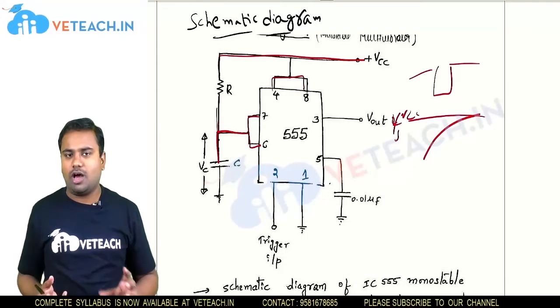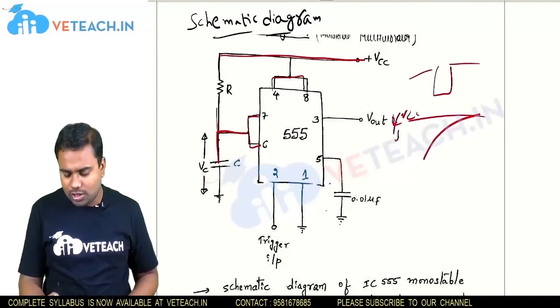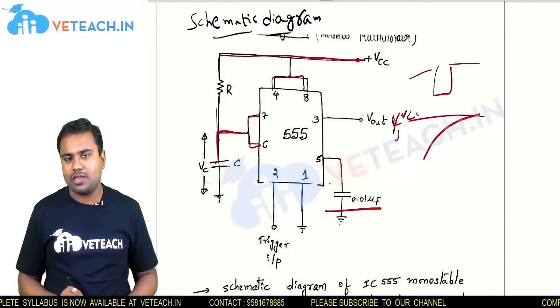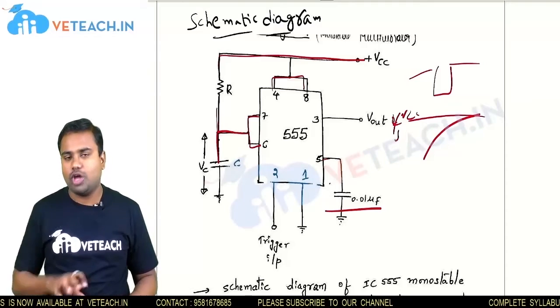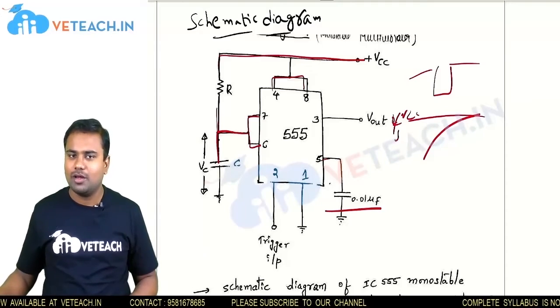To have noise filtering, we add this 0.01 microfarad capacitor to pin number 5 of our IC555 timer, which we are going to use as a monostable multivibrator.